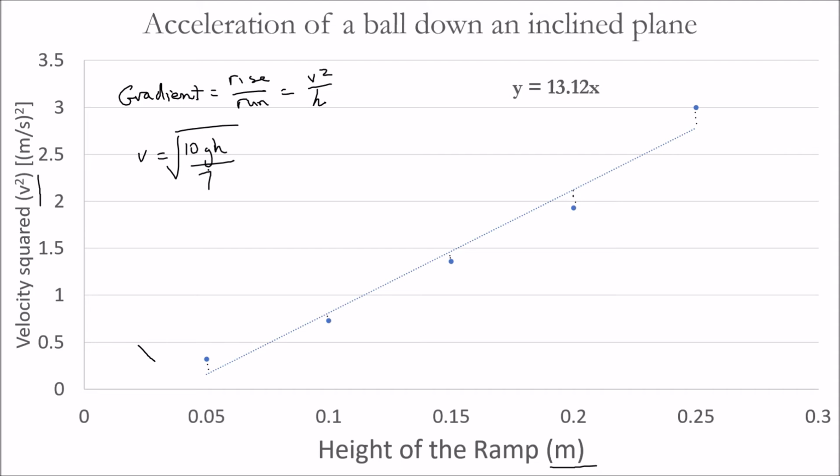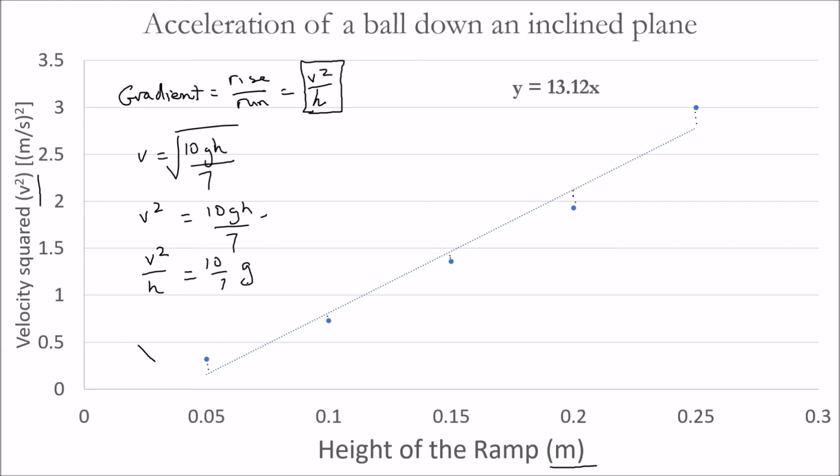Okay. So let's try and rearrange our equation to make v squared over h the subject of the equation. So let's rearrange that. V squared equals 10gh over 7. Then I'm going to divide both sides by h. So v squared over h equals 10 over 7 g.